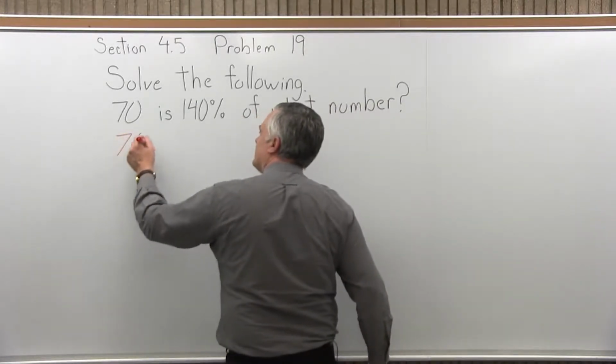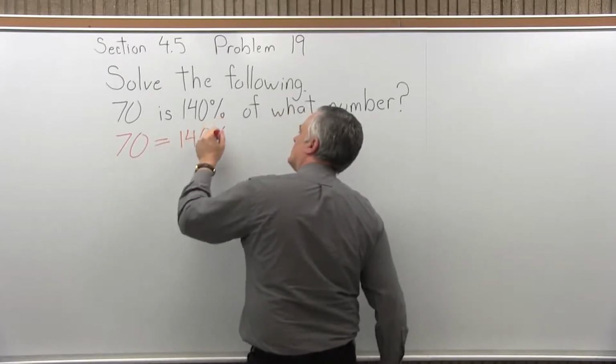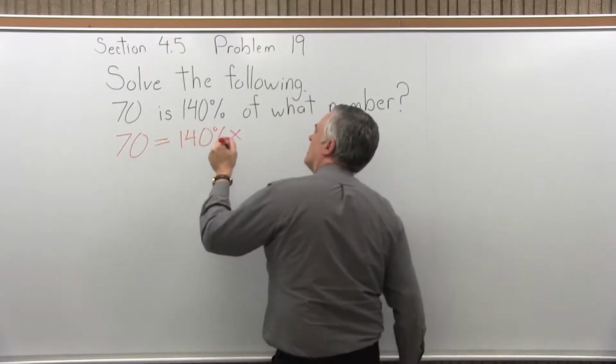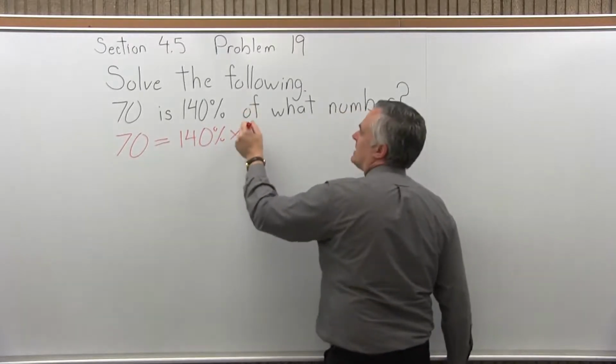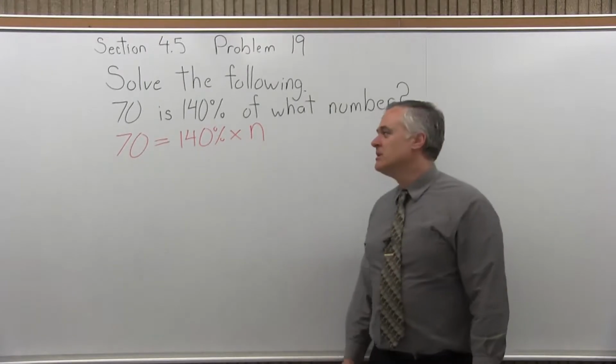So "70 is" becomes 70 equals. "140% of" will be 140% times, there becomes a times. What number? The number is unknown, so we just leave it as a variable, n for number.